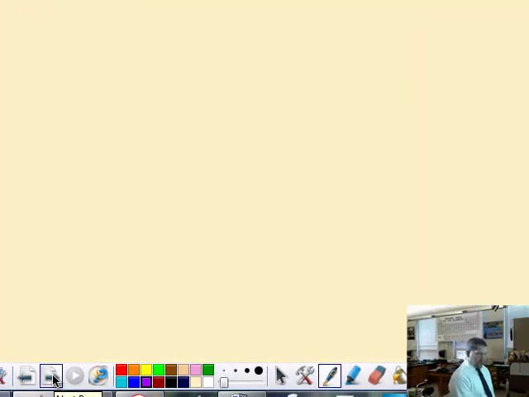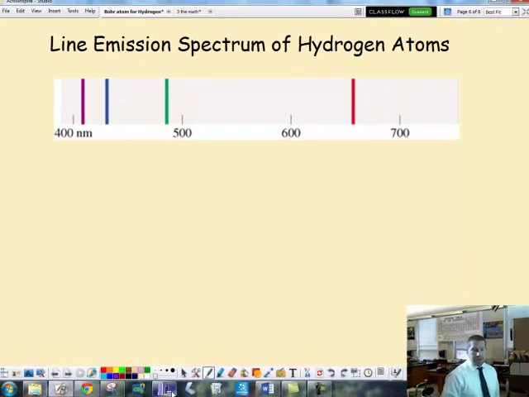So now here's the spectrum that we saw. We turned on the spectral tubes and saw the line spectrum of hydrogen. Remember, ours, these two were combined because of our cheap little spectroscopes. But these are the 4 lines that you see within the visible range of the hydrogen atom.